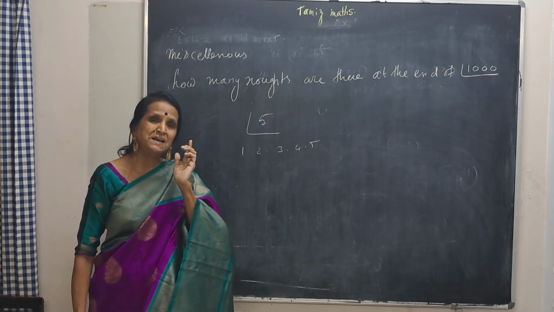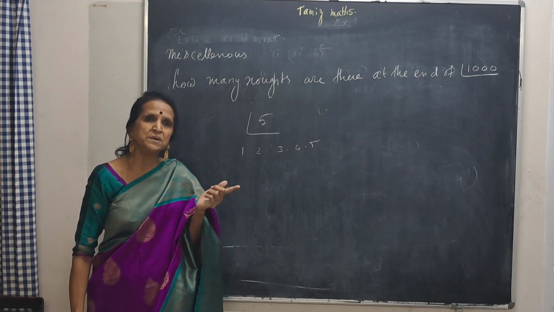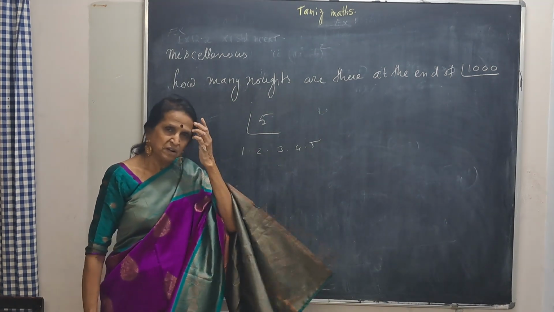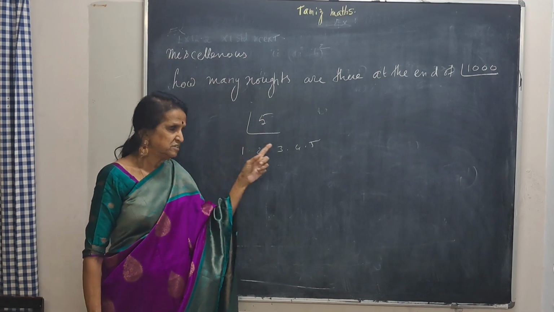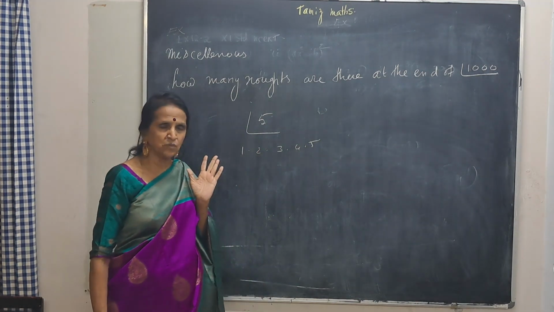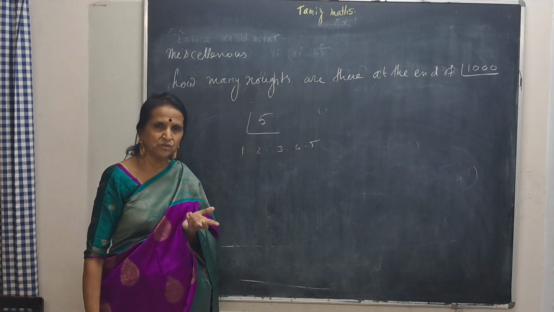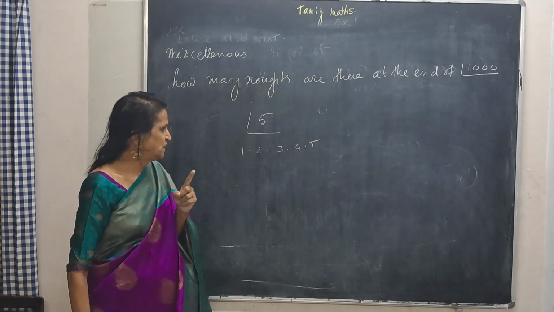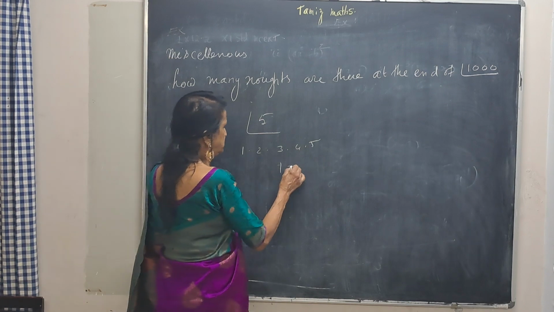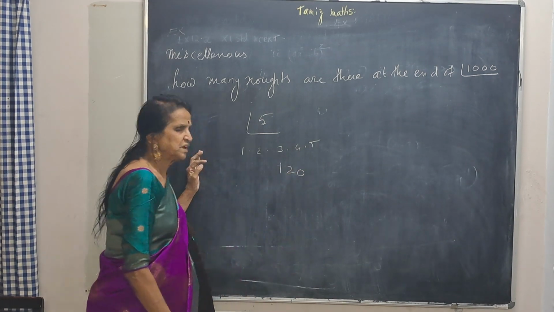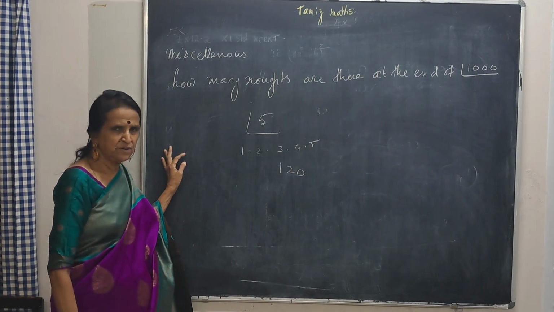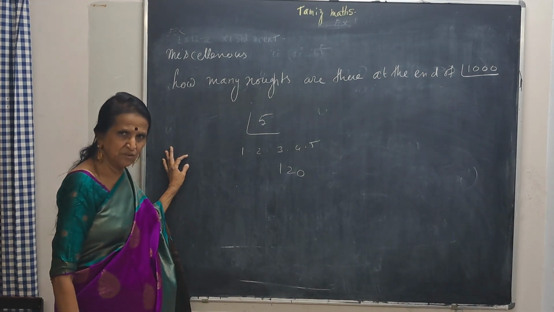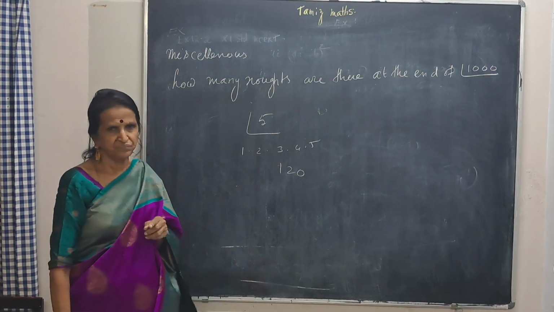The number of 5s will be less and the number of 2s will be more. So how many 5s are there? Only one 5. So there will be only one 0 here. This 5 with this 2 will give a 0. And you know what factorial 5 is, don't you? It is 120, no? Factorial 5 is 120. How many zeros are there? Only one 0, because there is only one 5. Fine.